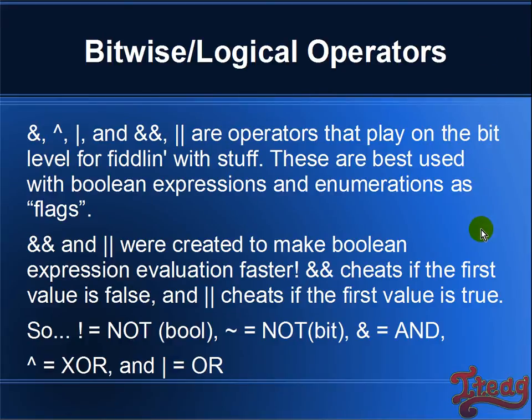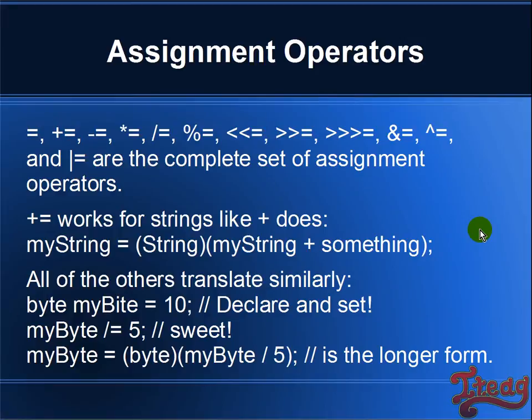Okay, and let's see what our next one up is. Assignment operators. All right. So here's the full list of assignment operators. You have your equals. This one's the easy one. Then we have plus equals, minus equals, times equals, divided equals, modulus equals, left shift equals, right shift unsigned equals, and equals, exclusive OR equals, and OR equals. So this is the complete set of assignment operators. And the bitwise complement equals is not in the list, and the not equals is already used for something else.